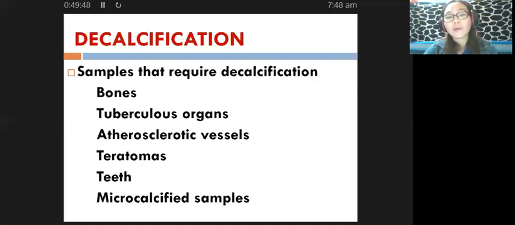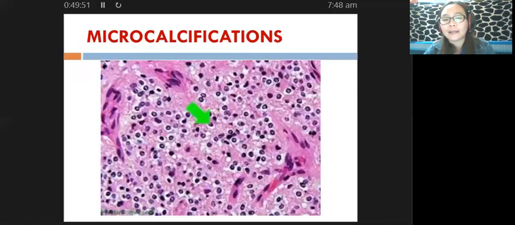Alright, ayan. So for our microcalcified samples, on the other hand, this is what I was talking about a while back, that there are some samples which actually contain calcifications or mineral deposits, but you are not aware that they are actually present in your sample. And we call these samples your microcalcified samples. From the term itself, micro. Micro means very, very tiny, microscopic tiny, degree of tininess.